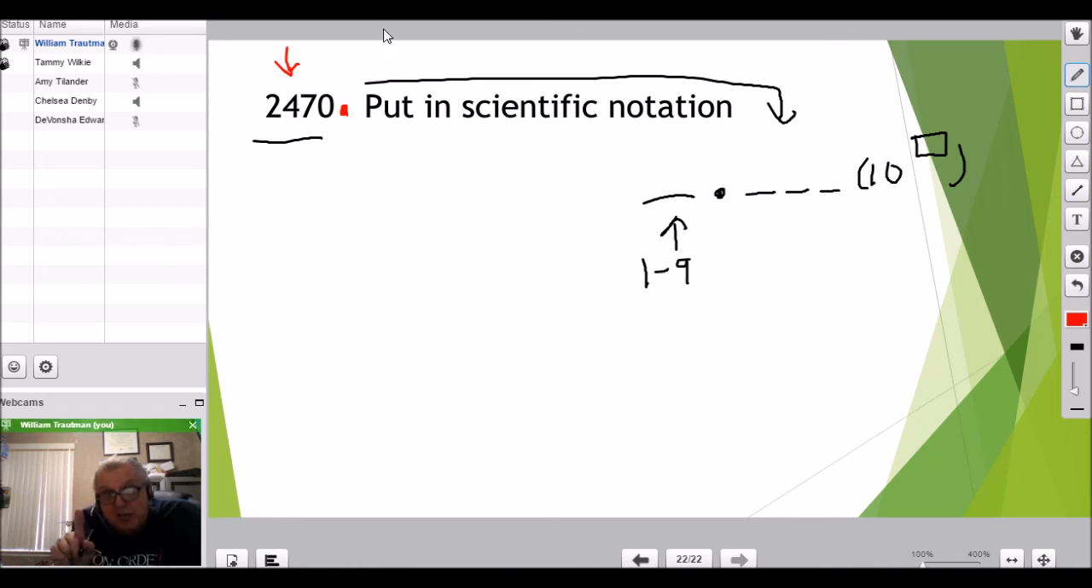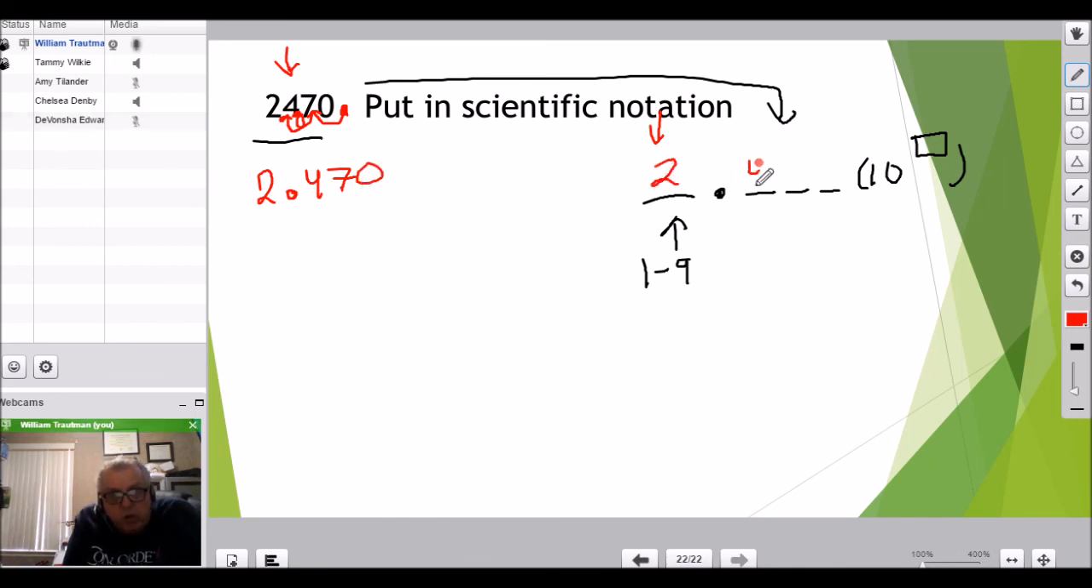Devonshea, you better be careful. You have the right idea, but I'm going to show you where you went wrong. So there's the decimal. I have to move the decimal to where I only have one number to the left of it. Do you see? I have 1, 2, 3, 4 numbers to the left of the decimal. So I'm going to move it one spot here, one spot here, one spot here. So I just changed my number to 2470.